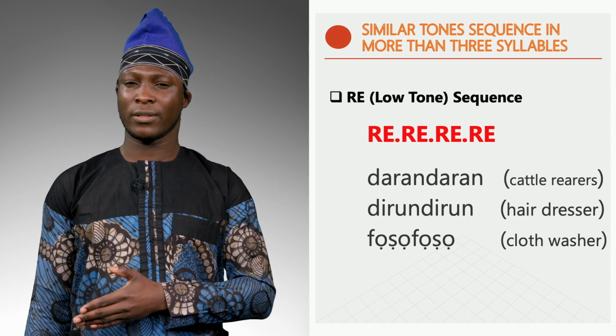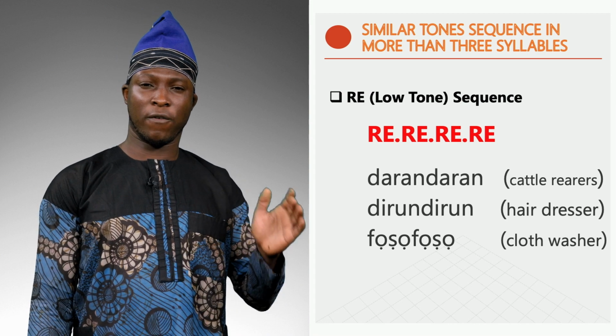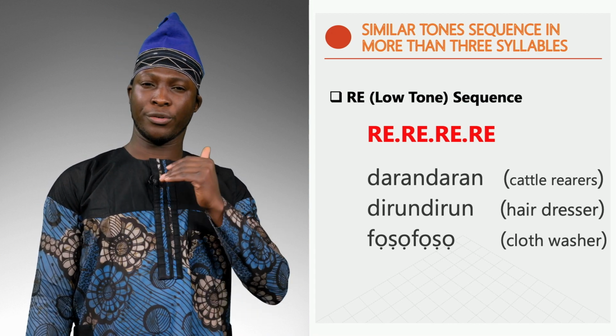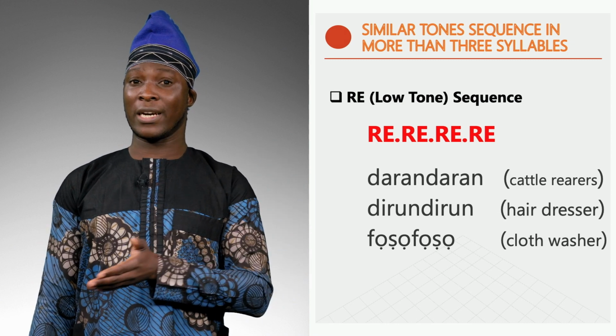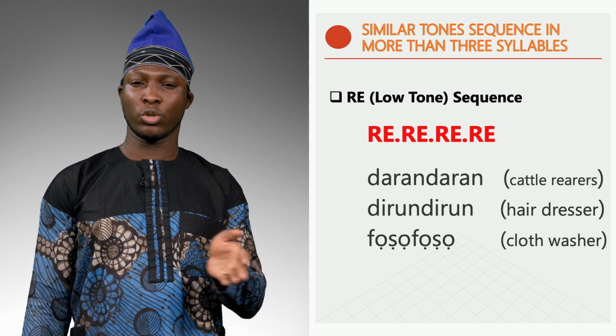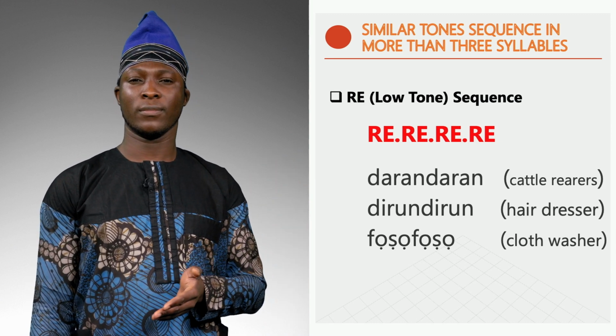Dano, dano. Dirun, dirun. For sure, for sure. These are all re, re, re sounds. Again, dano, dano. Dirun, dirun. For sure, for sure. So what we've done is to look at a tone occurring in different sequences.